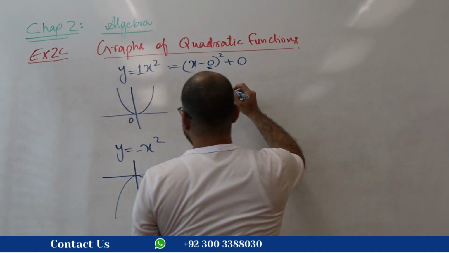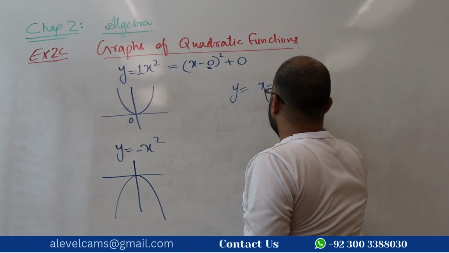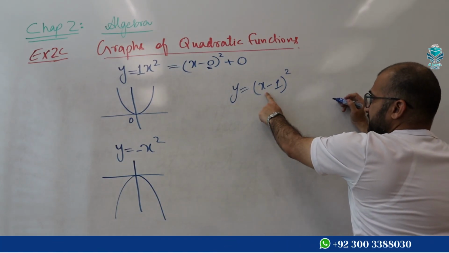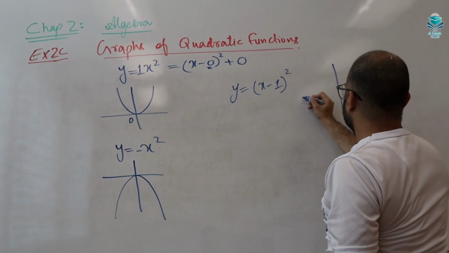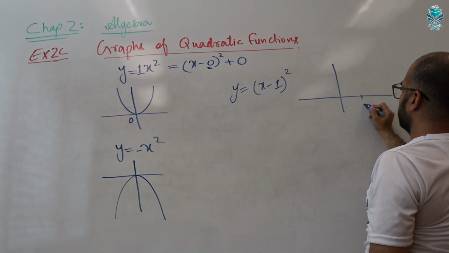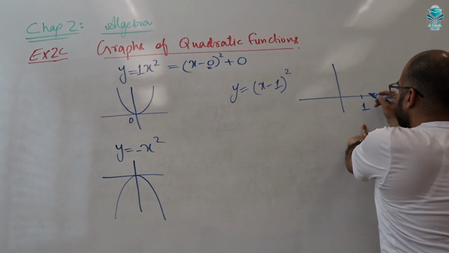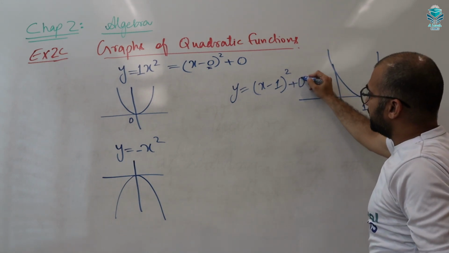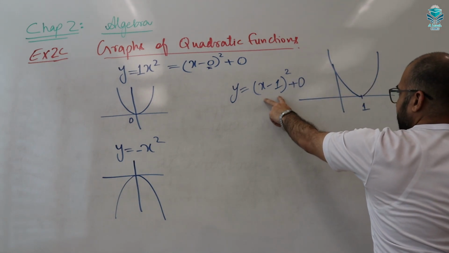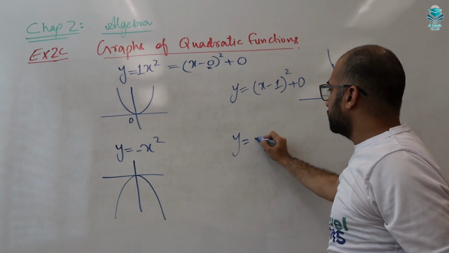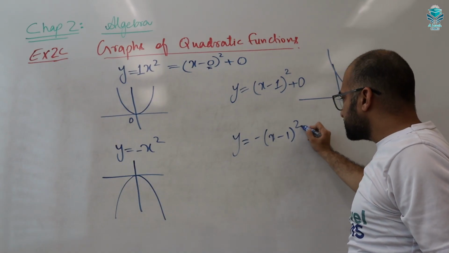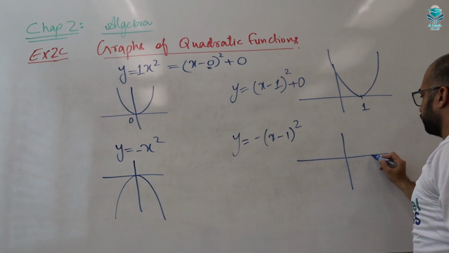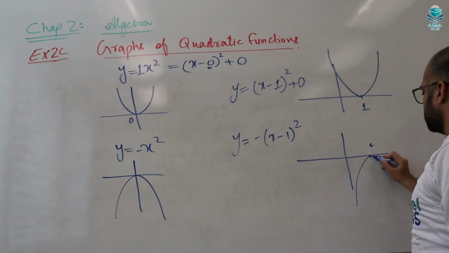And let's say I have y = (x − 1)², so you can see that y will be 0 at x = 1. So when we plot its graph, you have to shift 1 unit to the right and the graph will be like this one, because we haven't added any number outside this square factor. And if we have y = −(x − 1)², it means you have a graph of this function at 1 but towards the downward.